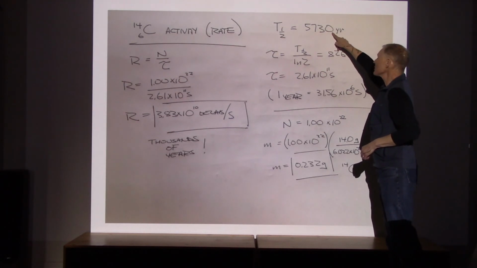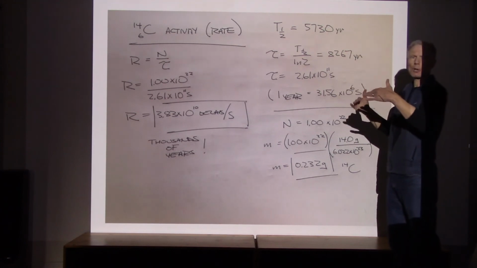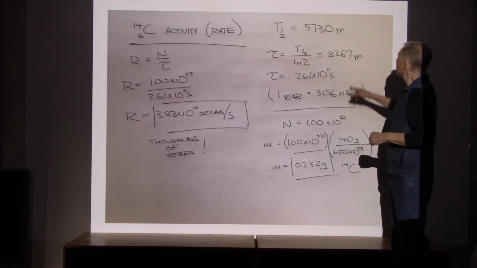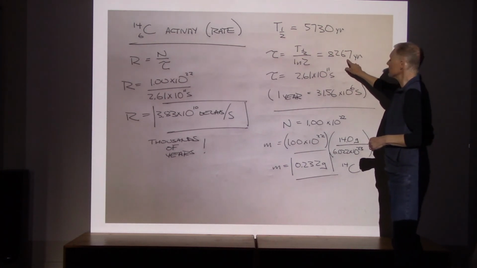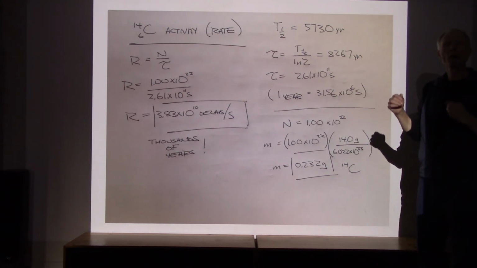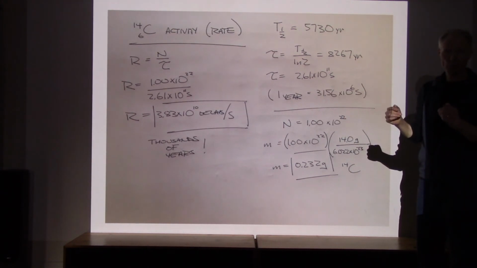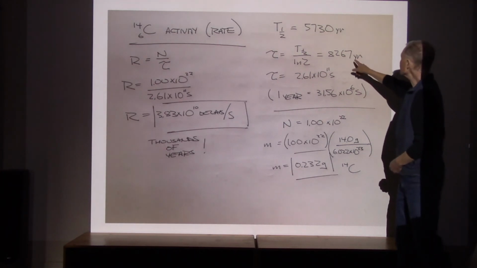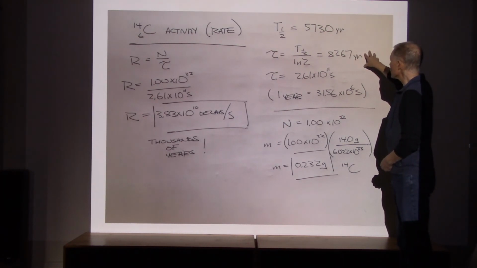I'm going from 5,730 years for the sample to drop to half, but it's going to take 8,267 years for the sample to drop down to 37%. And so this is that value in years.